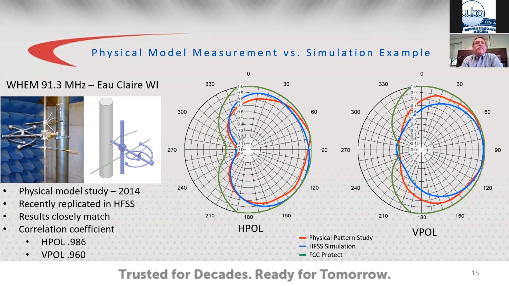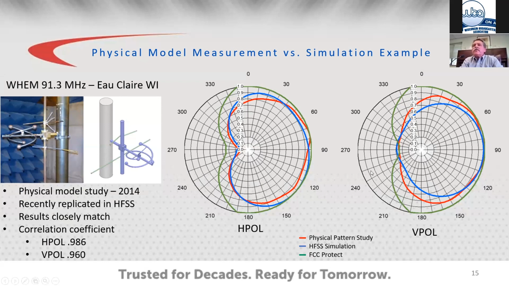You see both the H pole and the V pole, where the green was the FCC protect, the blue is the HFSS simulation, and the red was the actual pattern study done on the physical model back in 2014. What you can see is that the results match pretty closely, with correlation coefficients of 0.986 for the H pole and 0.96 for the V pole. So again, very close.